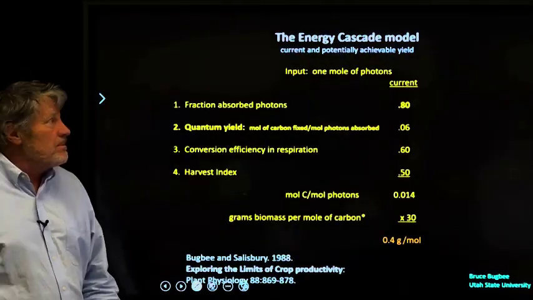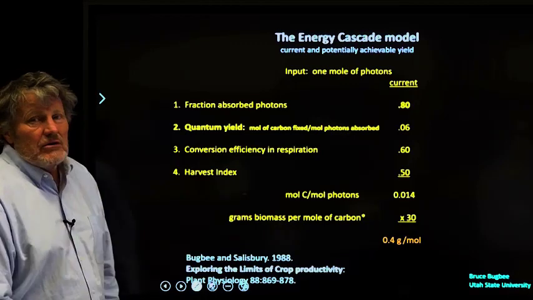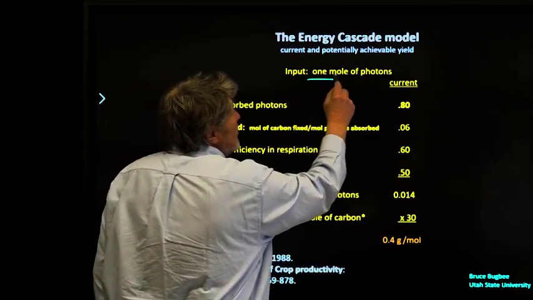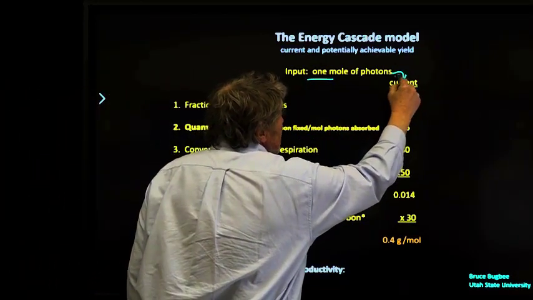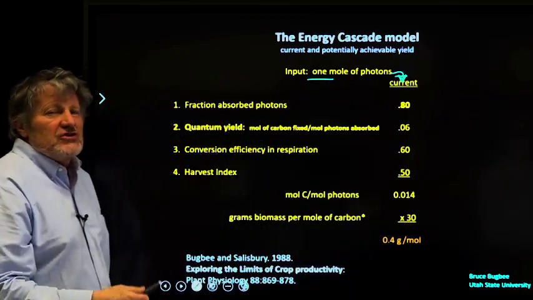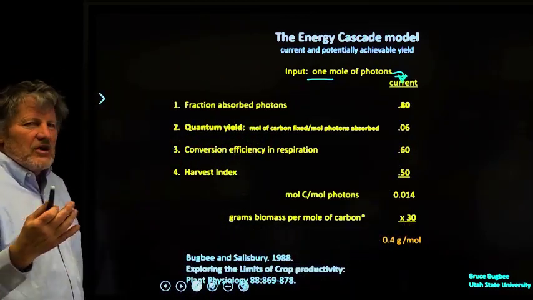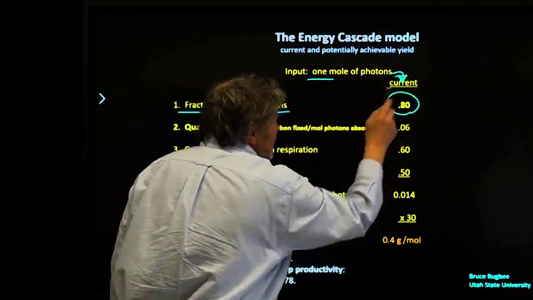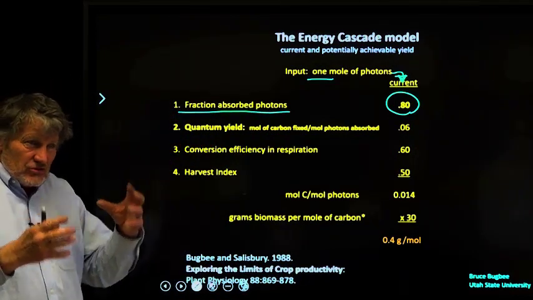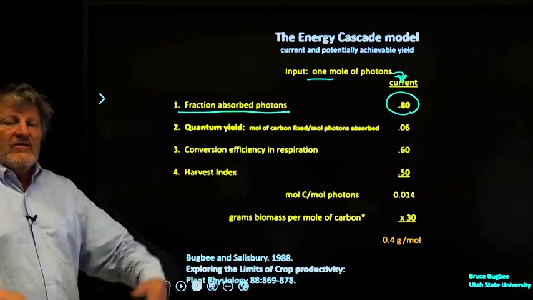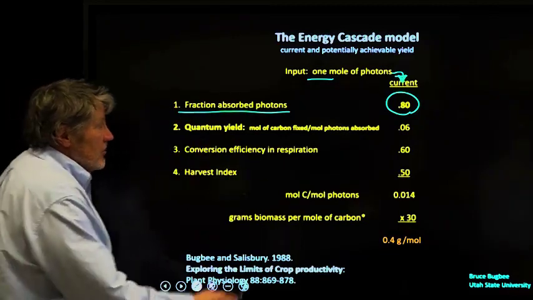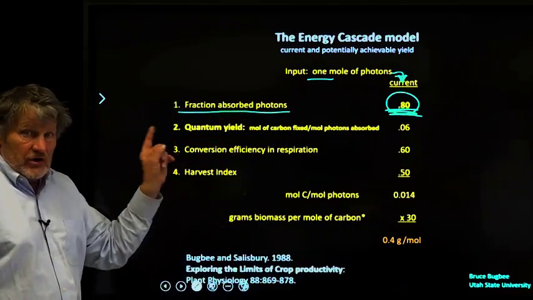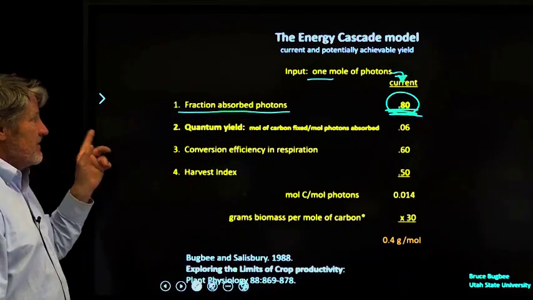Here's the model. We call this the energy cascade model, current and potentially achievable yield. 1 mole of photons right here goes in, and we say current efficiency, meaning high end but achievable now. Fraction absorbed photons, 80%. That is not easy to achieve. When the plants are little, the efficiency is almost 0. Finally, it gets up to 95%. But this is the average over the life cycle, 80%. And that is a very good crop. Most of our egg systems can't get that high.